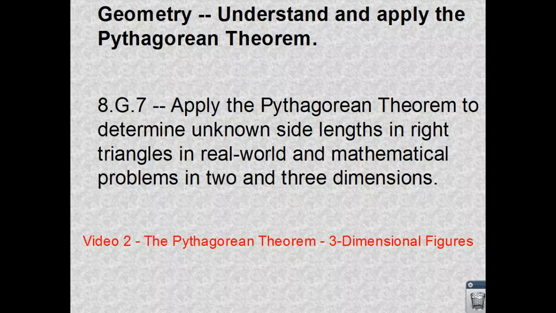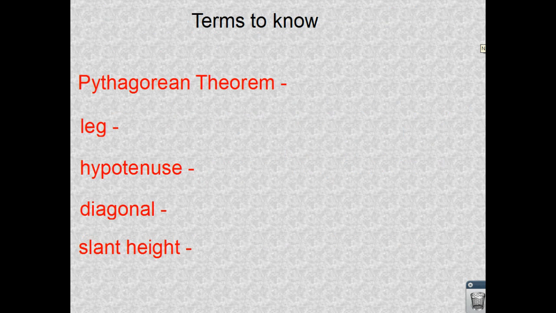Okay, this is 8G7, 8th grade geometry, standard 7, video 2. We are working with the Pythagorean theorem in 3 dimensions. We've already talked about solving in 2 dimensions, and now we are going to be using 3-dimensional figures. Here are a few terms I'd like you to know. Write them down in your journals and define them.